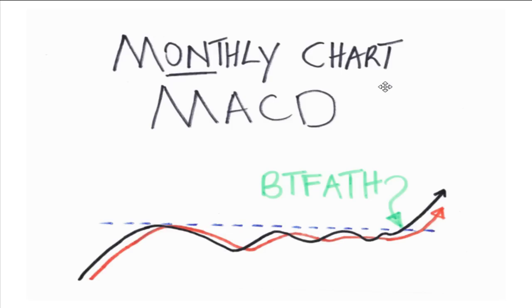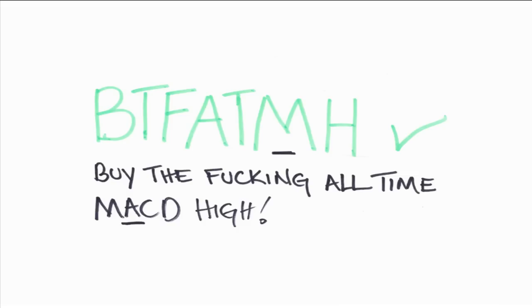So on a monthly chart, this method works on a monthly chart. You want the MACD to move to all-time highs. So I'm going to bring my own twist to this and add an M here. And so what we have is buy the freaking all-time MACD high, and that's the method right there.